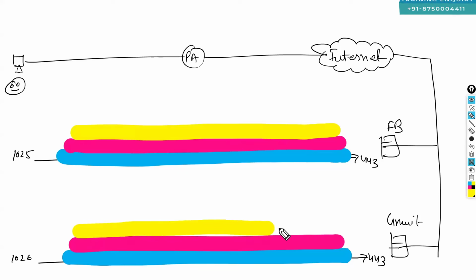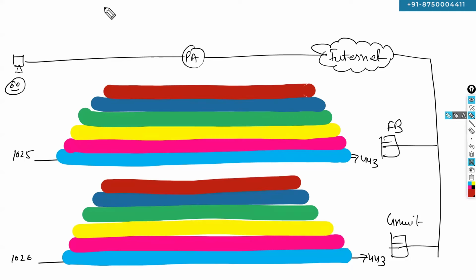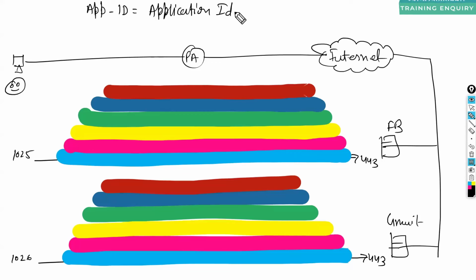First of all, let me draw it, then I'll explain what I'm trying to say. We are discussing here app ID, which is equal to application identification. So what is application identification? Palo Alto says, because we are discussing Palo Alto technology, we need to take the reference of their document.